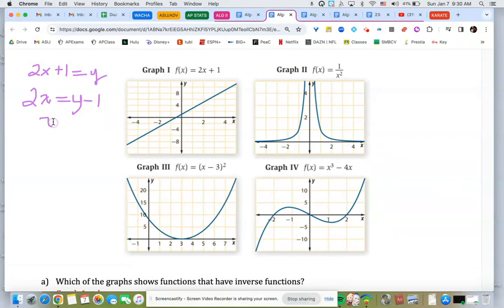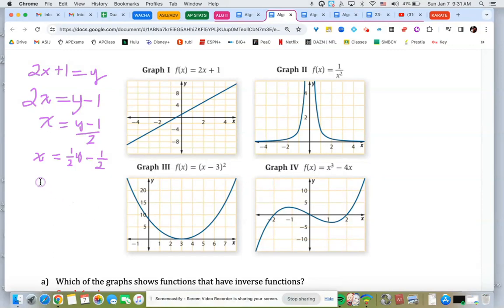Then I'm going to divide by 2 on both sides. I'm just trying to solve for x. And then maybe I can simplify that a little bit and divide that 2 into each piece on top. And I can see that's like a linear equation, you know.